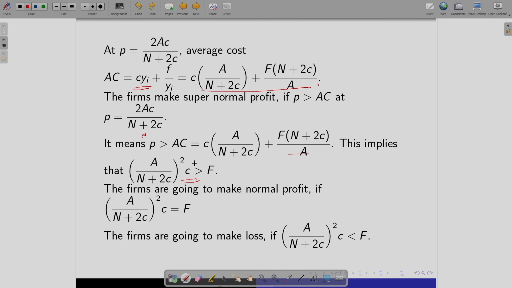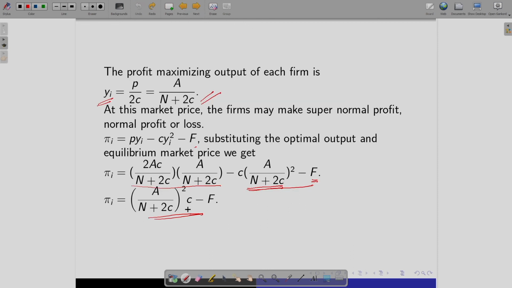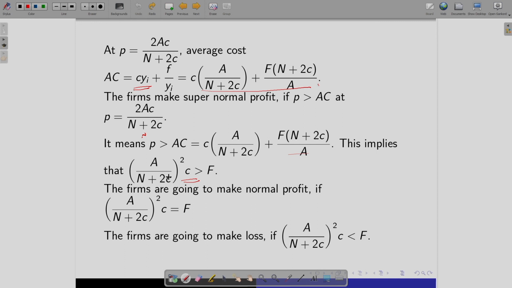right. So, the fixed cost has to be less than this amount, or we can simply say that fixed cost should always be less than this amount. Okay. Now, we have got this. When are they going to make normal profit? When fixed cost is exactly equal to this amount. When are they going to make losses? When the price is less than the average cost, when this fixed cost is greater than this amount, right.